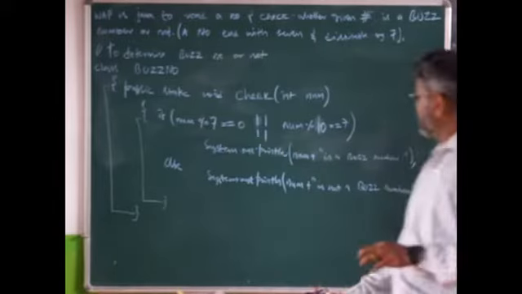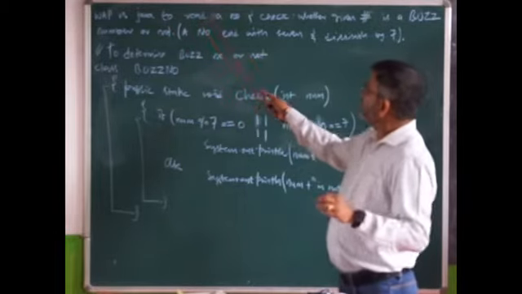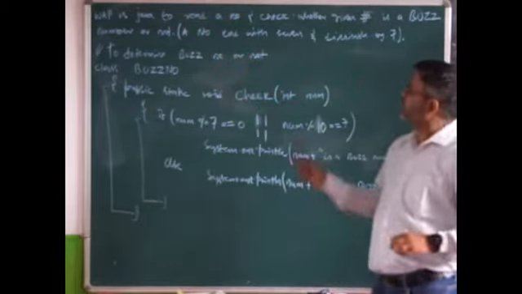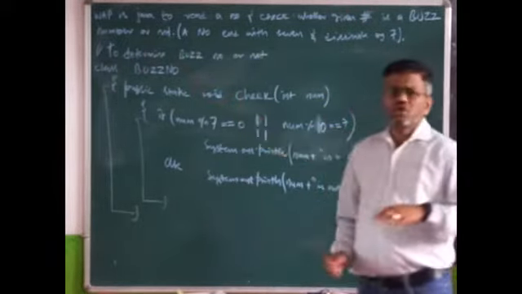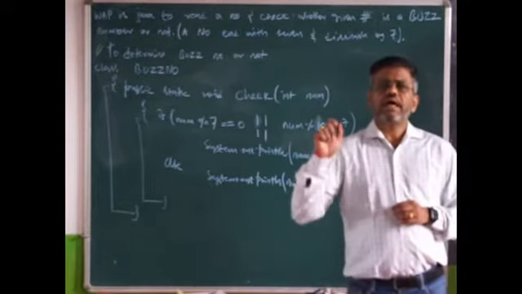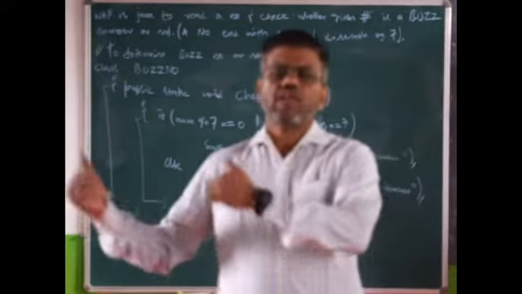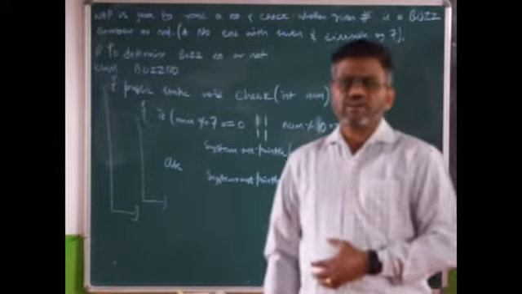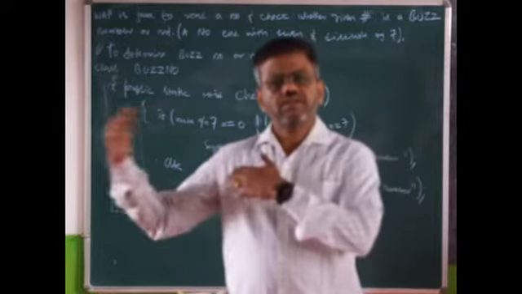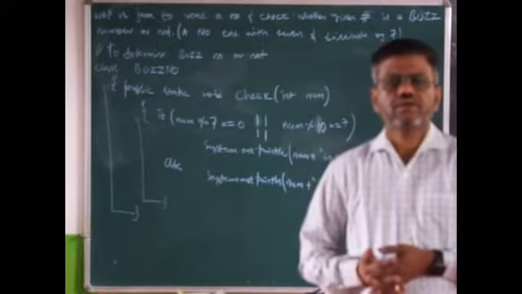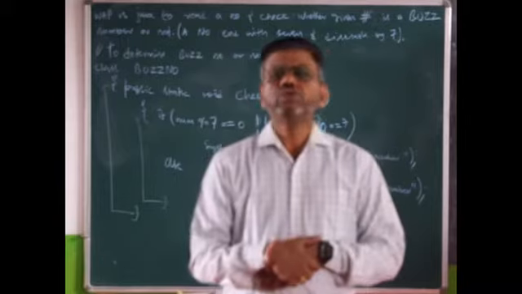What is a buzz number? Write a program in Java to read a number and check whether the given number is a buzz, B-U-Z-Z, number or not. What is a buzz number? A number which is divisible by 7. For example, 7, 14, 21, 28, 35, 42, 49, 56, right? And so on, 84, 77, 70. These are all divisible by 7. When you divide it, the remainder would be 0.